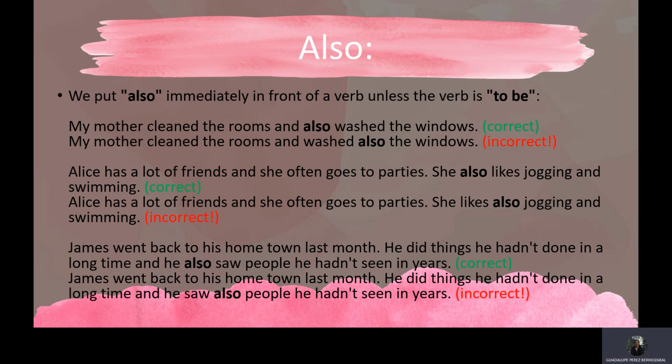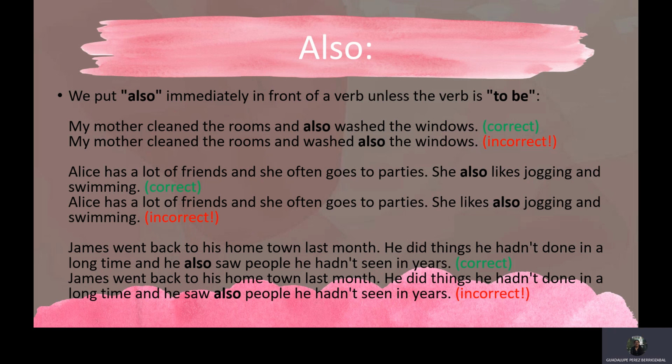Well, I'll give you more examples. Also: we put also immediately in front of a verb unless the verb is to be. For example, my mother cleaned the rooms and also washed the windows. As you can see, washed is the main verb. For this reason also is before washed. The second sentence is not correct because it's after the main verb.